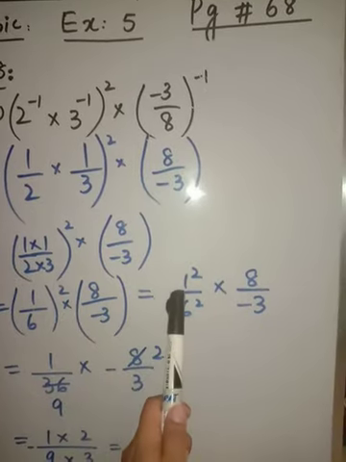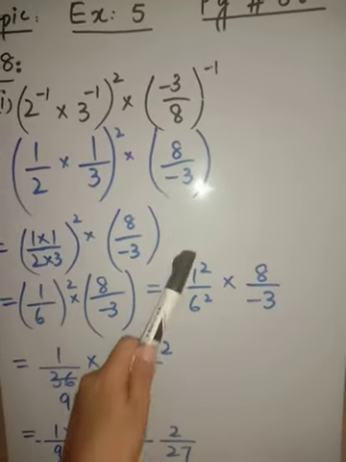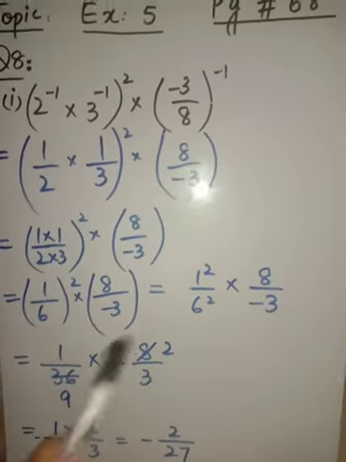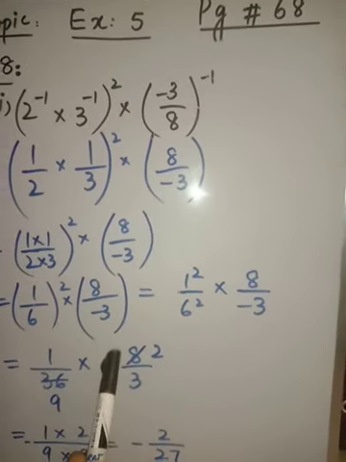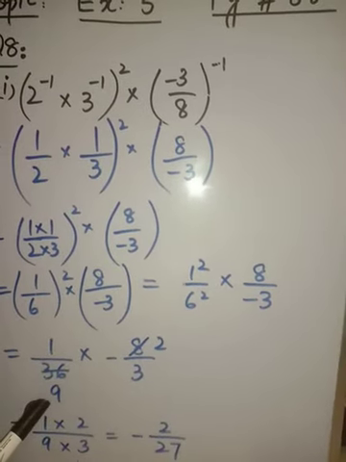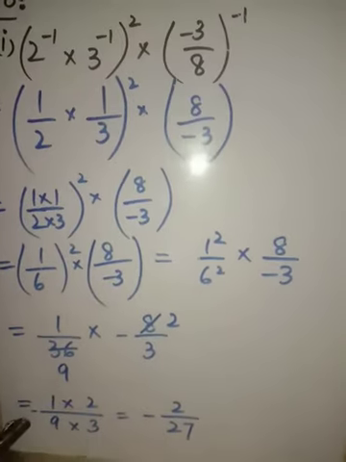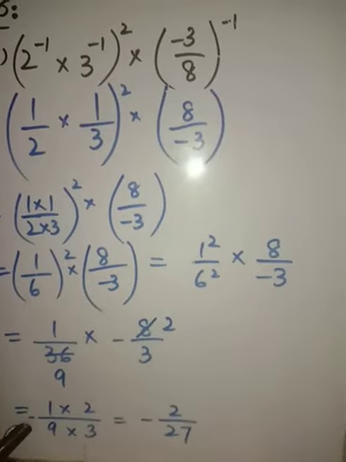So you can write it as 1 square and 6 square multiply by 8 over 3. 1 square, 1 1s are 1 and 6 6s are 36, multiply by minus 8 by 3. 4 2s are 8, 4 9s are 36. You are left with minus; take out minus from before the fraction.